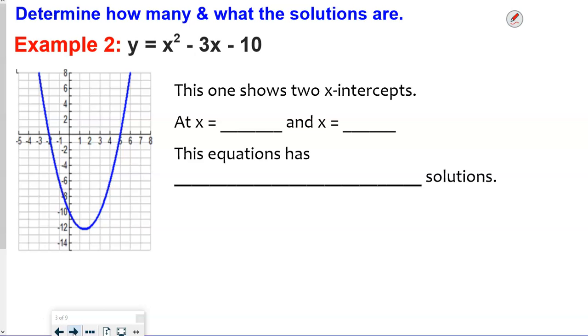So those are -2 and 5, right? And then it says this equation has two solutions, and they're two real rational solutions, right? They're rational, again, because they are whole numbers, okay? Integers.